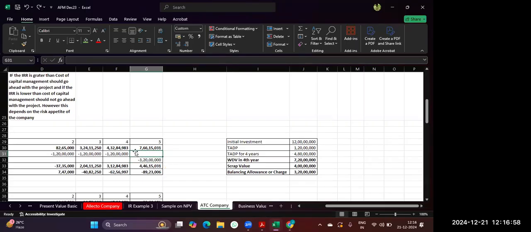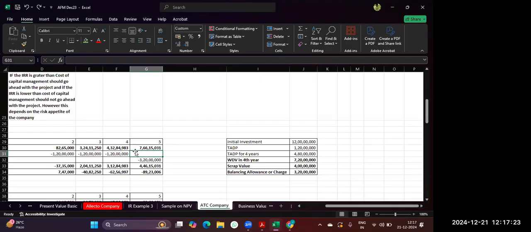But technically, what happens is in the last year, since we are selling it, we compare directly whether we are making a profit or a loss. If you depreciate the asset in the fifth year, your WDV comes down and your difference between the balancing allowance and charge comes down. Clear?